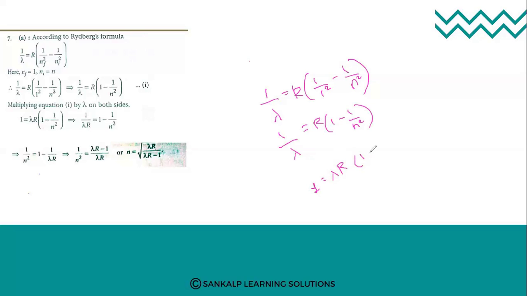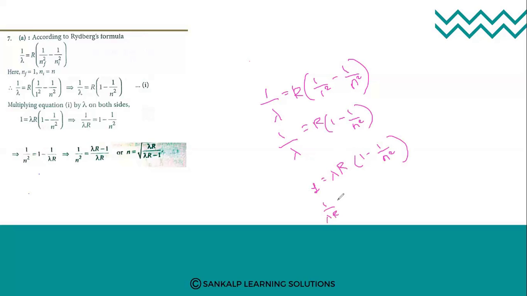According to the simplification, 1 by lambda is equal to R into bracket 1 square minus 1 upon n square. So 1 square will be 1, therefore it is R into bracket 1 minus 1 upon n square. That is 1 by lambda is equal to R into bracket 1 minus 1 by n square. Okay, so here we can just transfer this one.